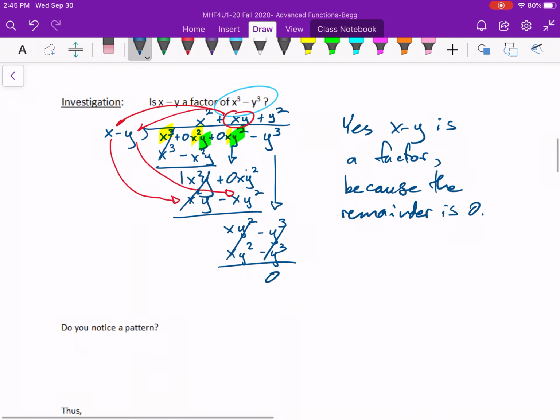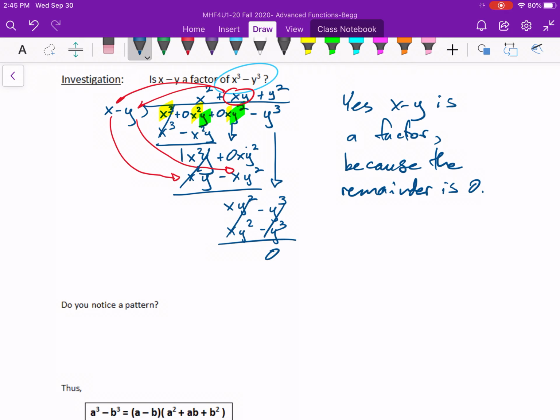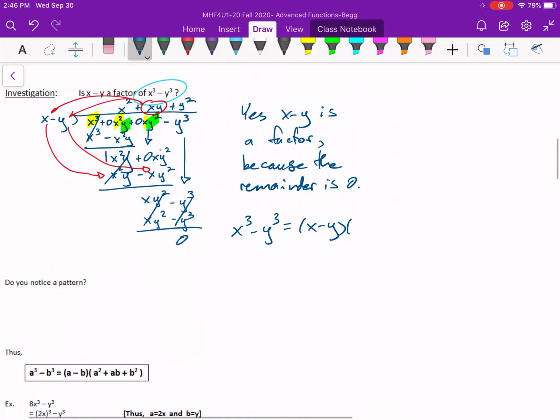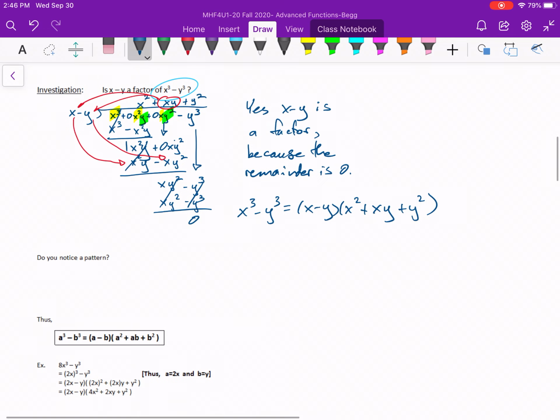And in particular, that means that if I started to factor x cubed minus y cubed, I could write it as x minus y times the quotient, which was x squared plus xy plus y squared. But I wouldn't be able to factor that one anymore either, but we're not even going to try.